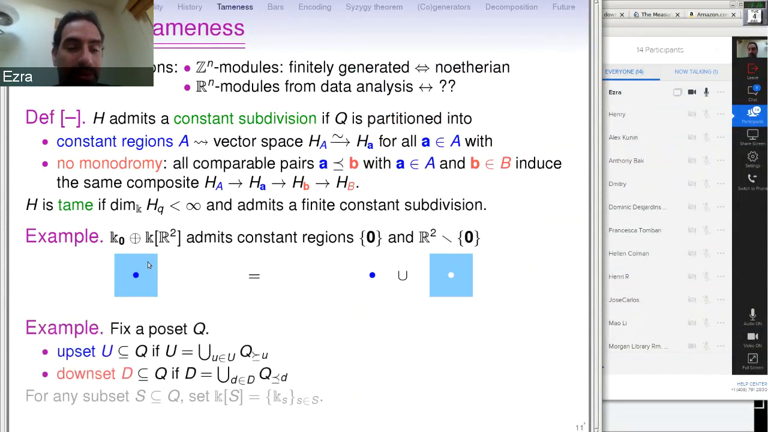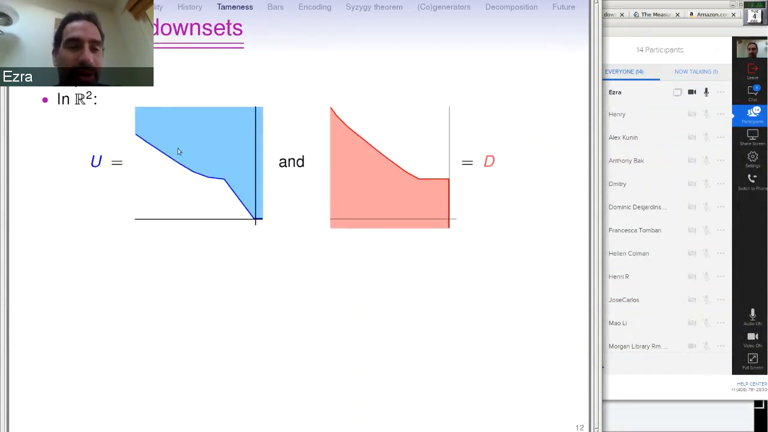Okay, here's another example. We can fix a poset and we can look at any upset or any downset. You can try to read this, but don't bother. The picture is much easier. An upset is closed under going up. So you have this blue curve and everything above the blue curve is in there. And a downset is closed under going down. So as soon as you have a point in there, you have everything beneath it. And so this is closed under going down.